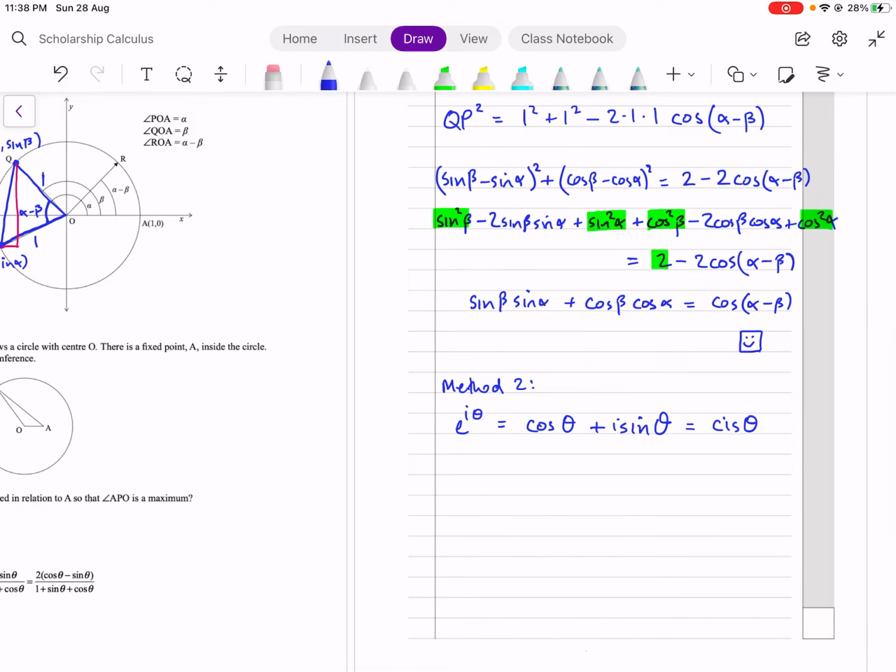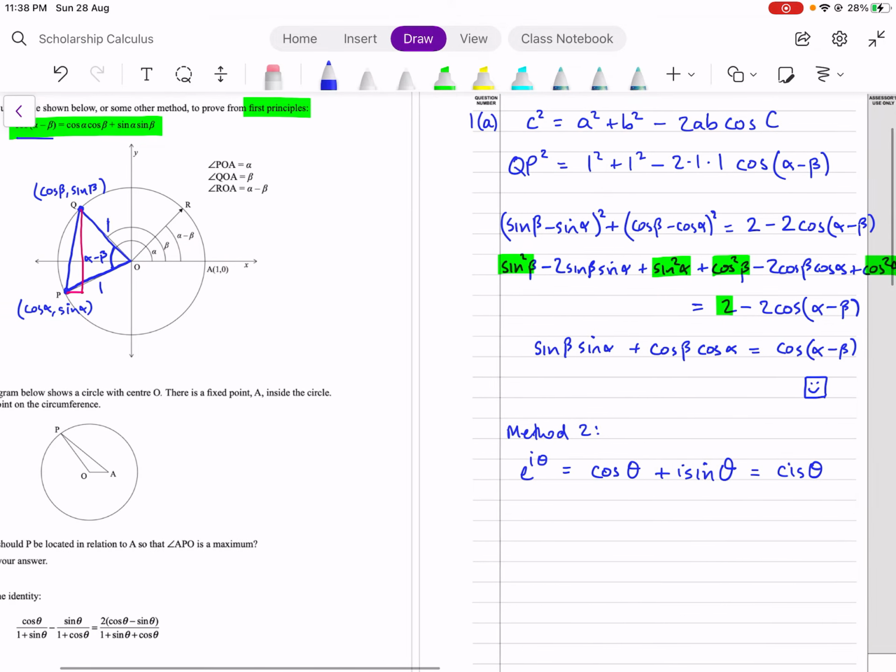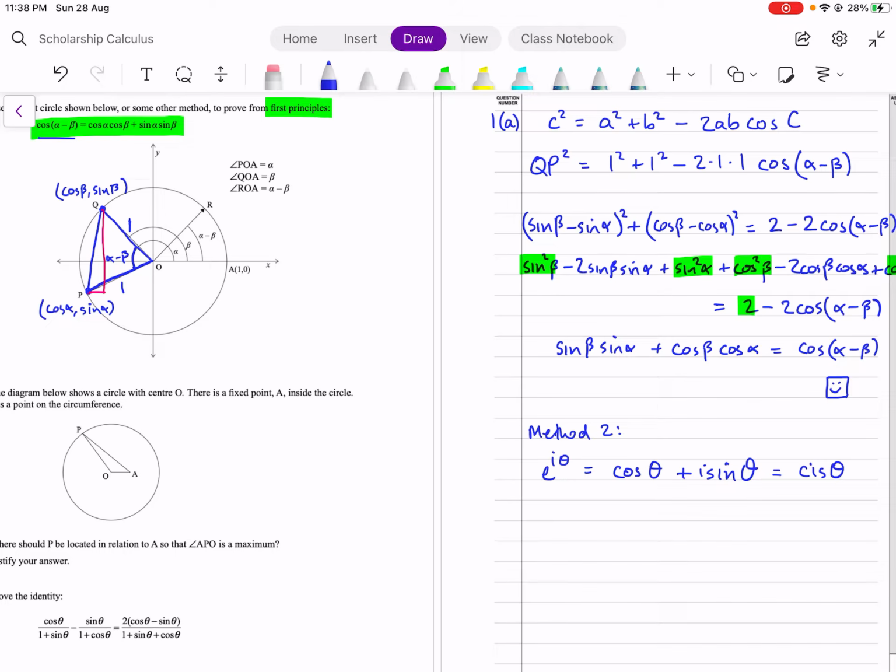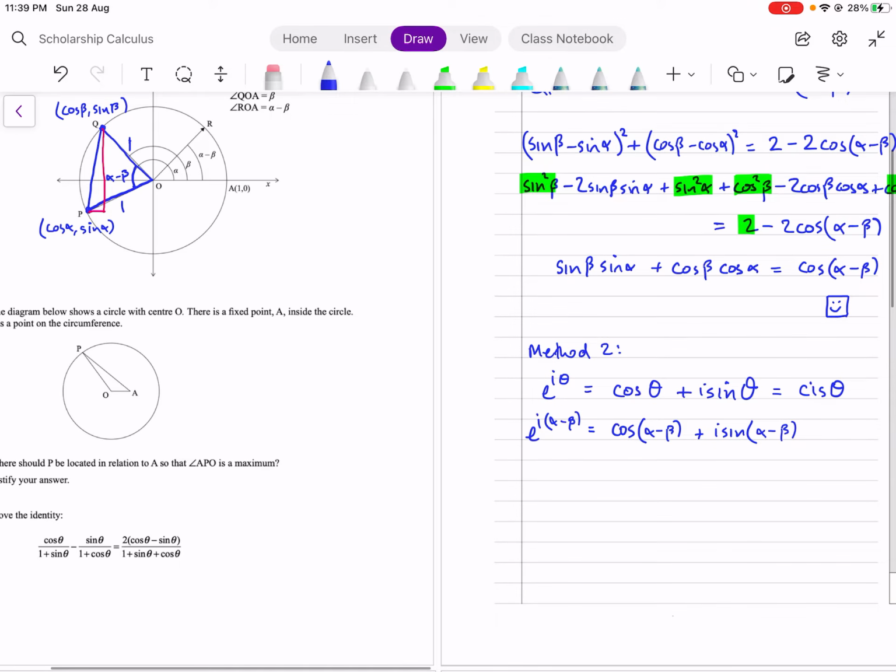And so if we make the theta alpha minus beta, or should I make it alpha minus beta? Let's think about this for a sec. Let's see, e to the i alpha minus beta equals cos of alpha minus beta plus i sine of alpha minus beta. So this complex number here has got a real part and it's got an imaginary part.